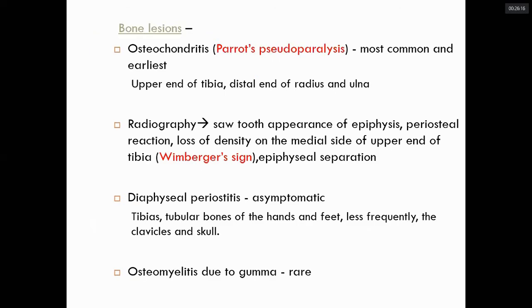In bone lesions, the most common is osteochondritis. Osteochondritis of the upper end of the tibia results in pseudoparalysis, which is called Parrot pseudoparalysis. However, osteochondritis may involve the distal end of the radius and ulna. In radiography, we see sawtooth appearance of the epiphysis, periosteal reaction, and loss of density on the medial side of the upper end of the tibia, which is called Wimberger's sign. There is epiphyseal separation. There can be diaphyseal periostitis also. There can be osteomyelitis due to gumma also.